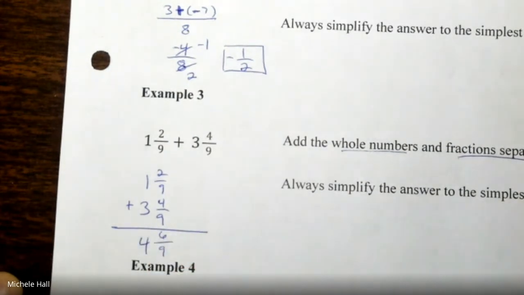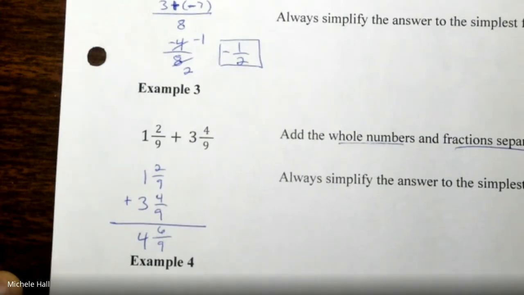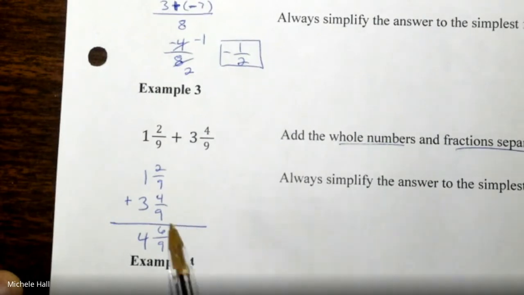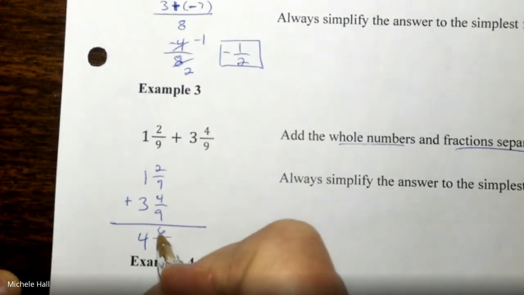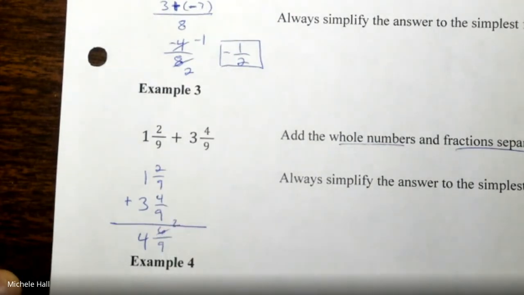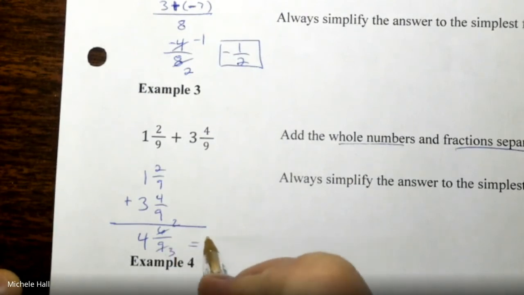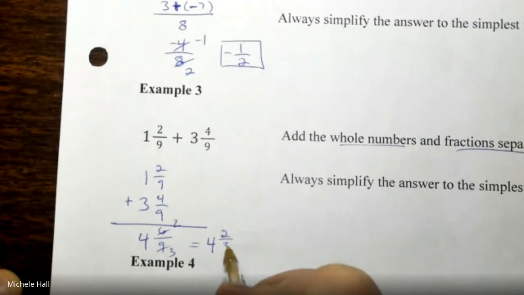Is this my final answer, Eugene? No. What's wrong with it? Exactly. What is the greatest common factor for 6 and 9? What is it, Evan? 3 works. So 6 divided by 3 is 2. 9 divided by 3 is 3. And so my final answer would be 4 2/3.